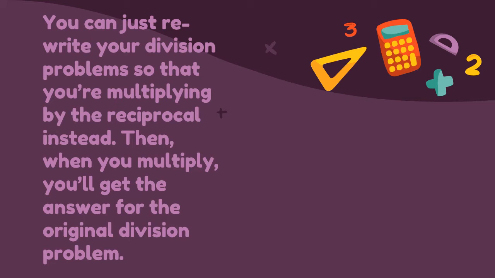So really, it's kind of like you never have to divide fractions. You can just rewrite your division problems so that you're multiplying by the reciprocal instead. Then, when you multiply, you'll get the answer of the original division problem. As always, let's see a couple of examples of how this works so you'll really understand.